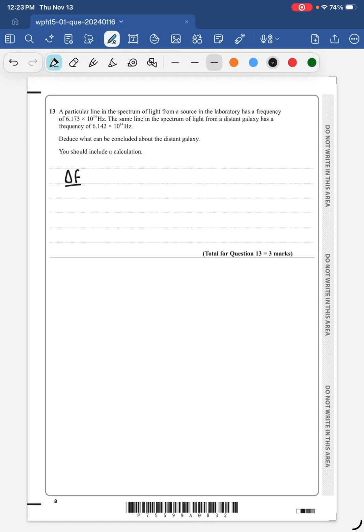we can use the Doppler shift, which is given by the difference in frequencies measured in the lab and the one from the distant galaxy over the frequency in the lab is equal to the velocity of this galaxy over c, right? So v is c times this difference over the frequency in the lab. Okay, what's the difference?